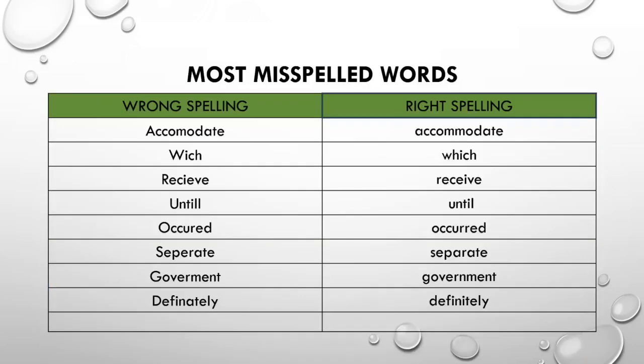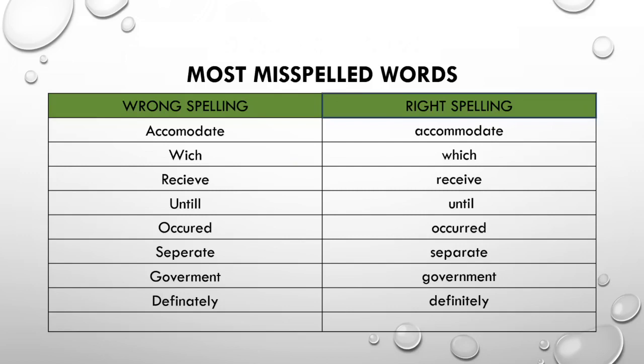Now we'll go to some of the most misspelled words in English. I've taken only a very small collection of words, since there are hundreds of words that are normally misspelled. So I'm taking some examples from that. One of the words is accommodate. The spelling is ACCOMMODATE. Normally, one of the M's is left out, and it is wrongly spelled.